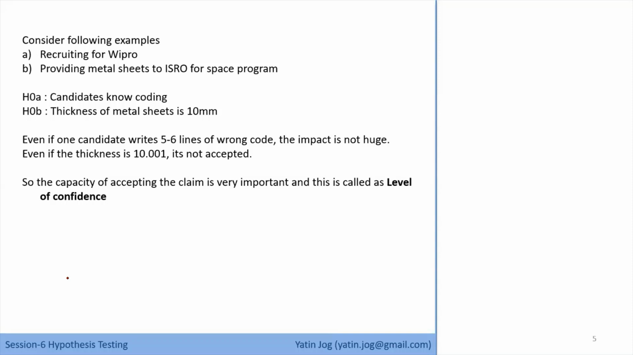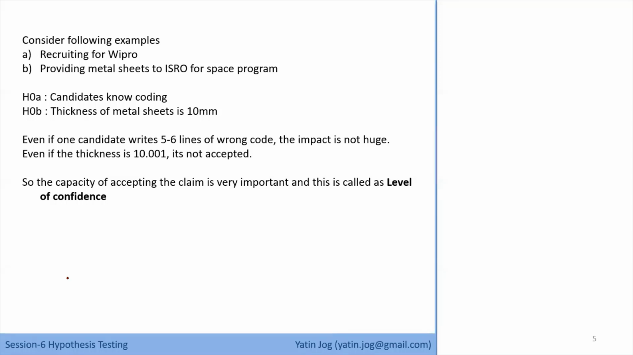Now in these two assumptions, take the first one, recruiting for Wipro, where I'm expecting candidates to know coding. Suppose I'm expecting 100 lines of code from all the candidates. Even if a candidate writes 5 to 6 lines of wrong code, I may still select that candidate, because he has written 95 lines correctly. That also shows he is good at logical thinking and syntax. There are minor mistakes, which are okay with me. So I am okay to accept 5% of error, or 5% of failure, in my candidate's acceptance.